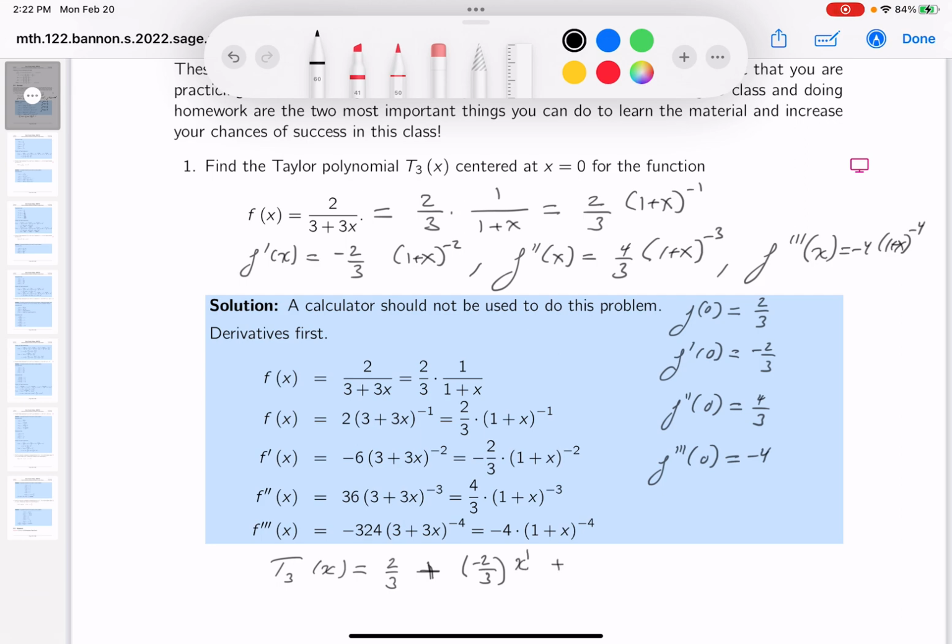Plus, well, what do we get over here? We're going to get 4/3 now, divided by 2 factorial, times x squared. And it's going to be plus, we'll simplify this later, minus 4 over 3 factorial times x to the third power. I don't need the parentheses on that. x cubed.